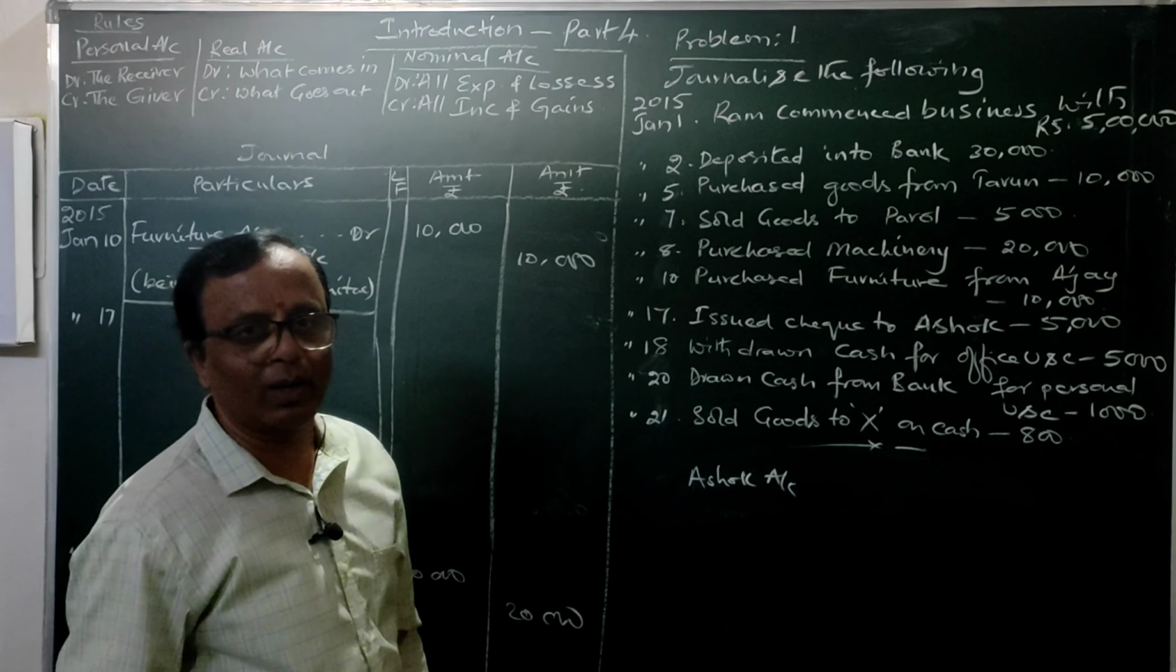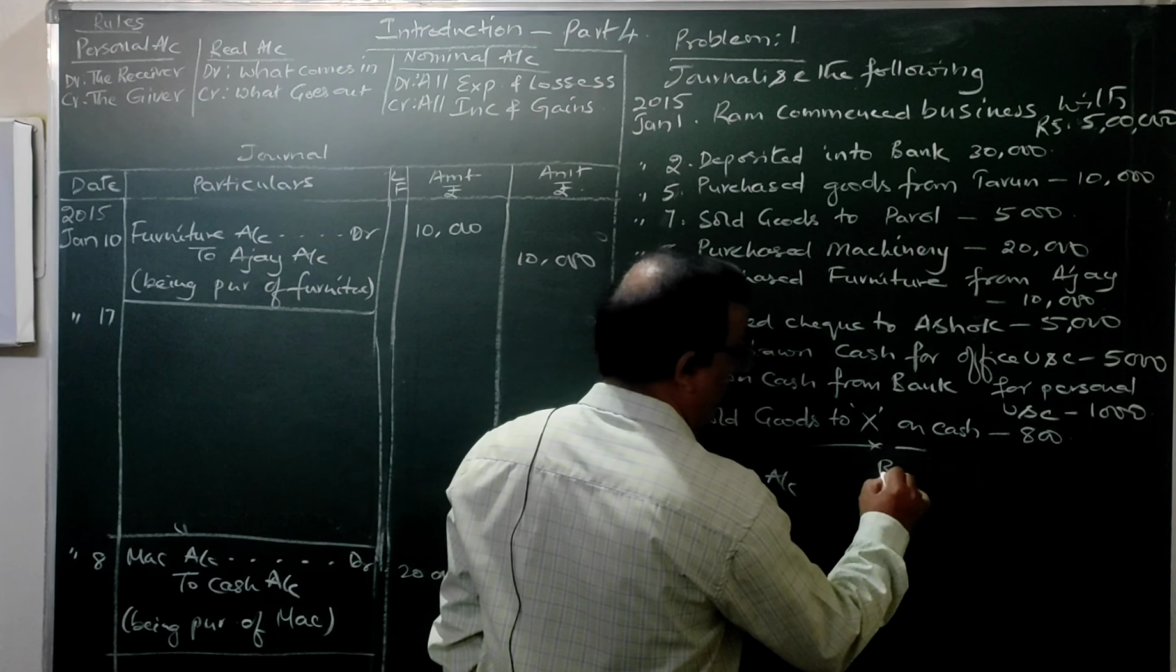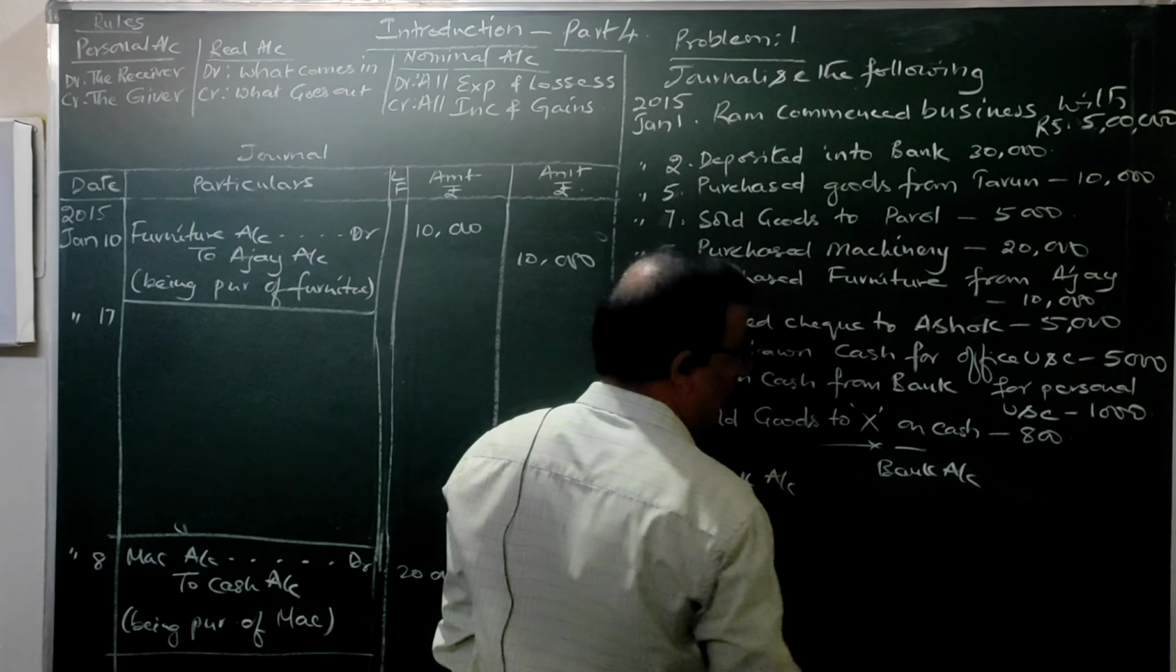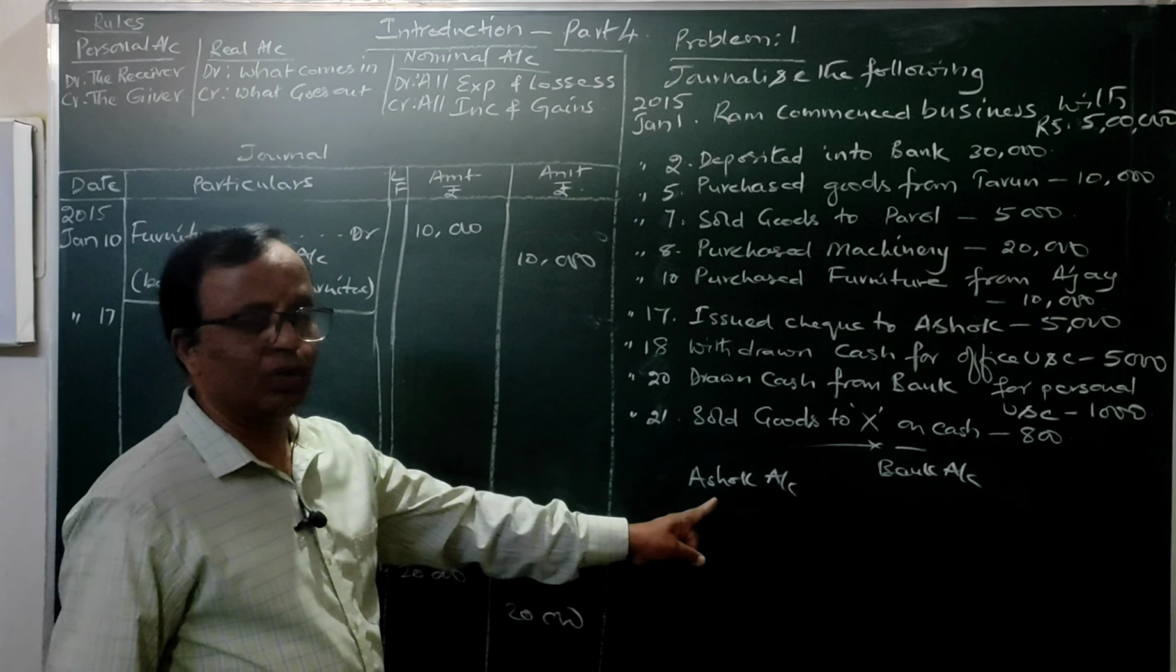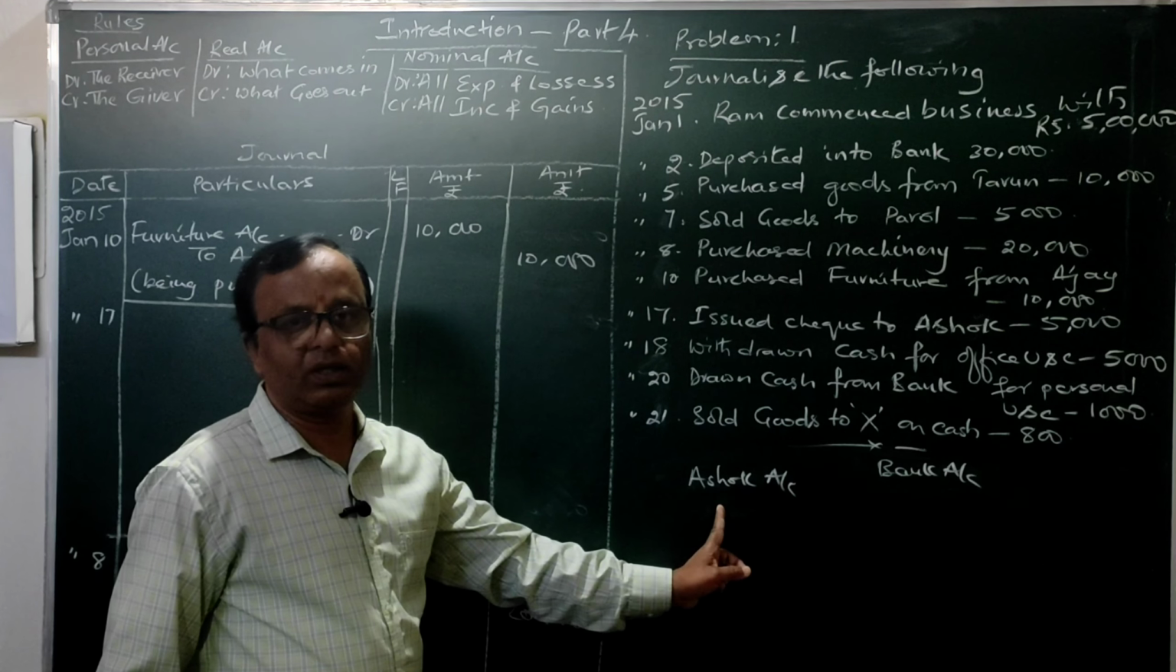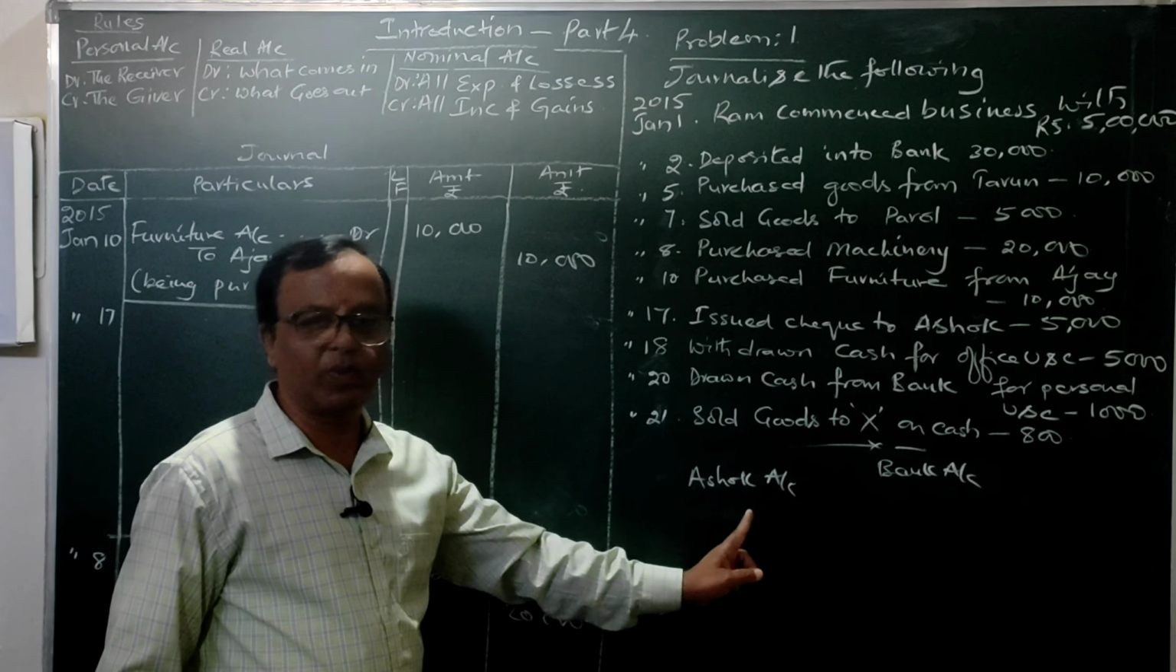So your bank account will get affected. Another account will be your bank account. These are the two accounts which are affected. Check it. Ashok is the name of a person there, so it is a personal account. Ashok account is a personal account.